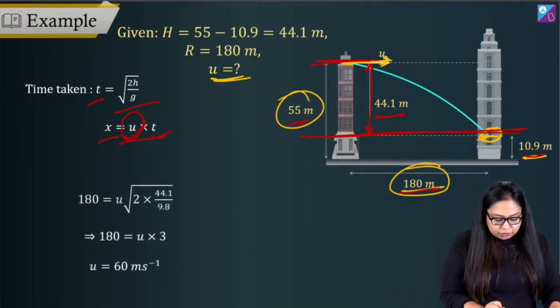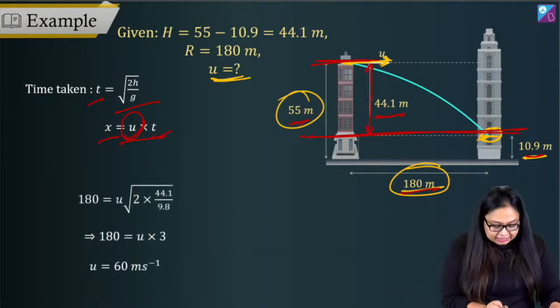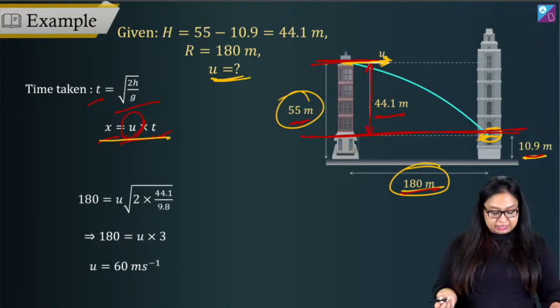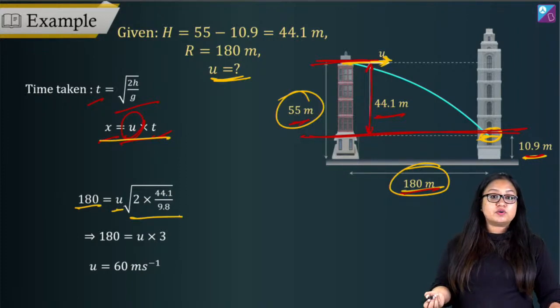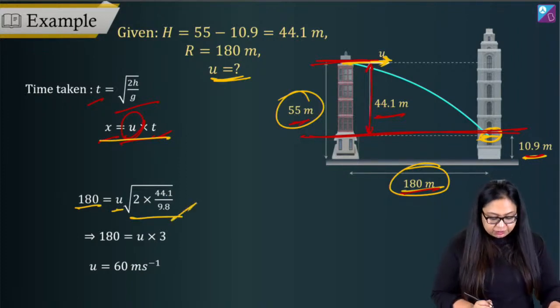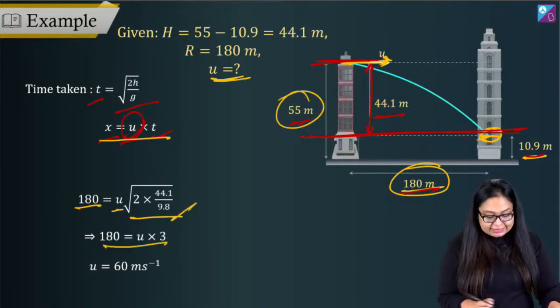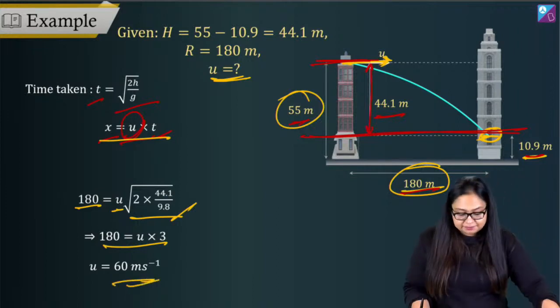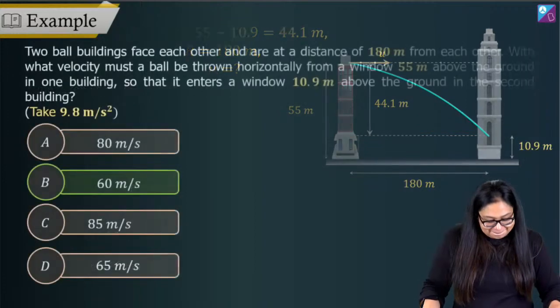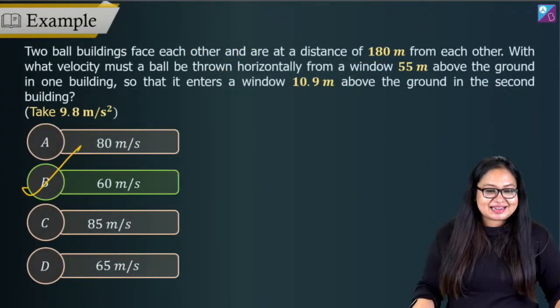T is equal to root over of 2h upon g and x is equal to u into t. So x becomes how much? 180 is equal to u times root over of 2h upon g. Substituting values, we get 180 is equal to u into 3. U comes out to be 60 meters per second. Okay? Answer is 60 meters per second.